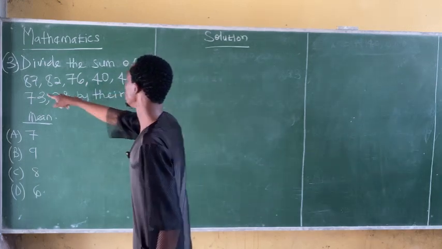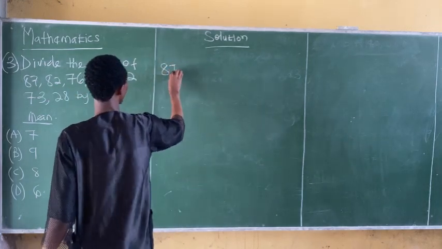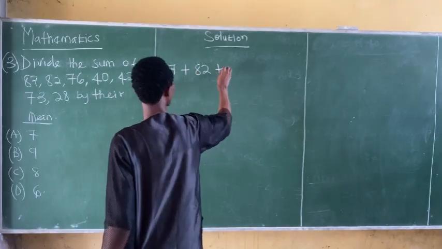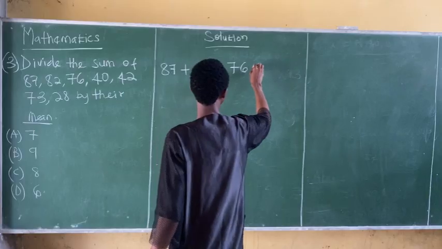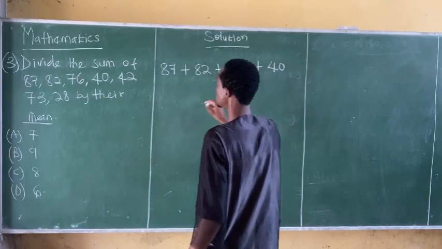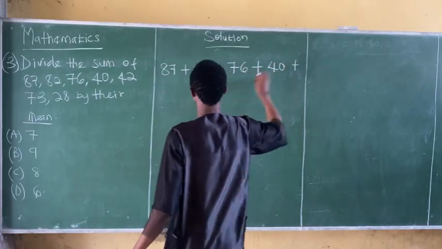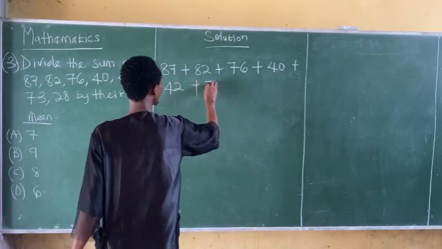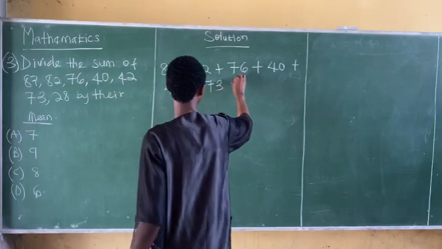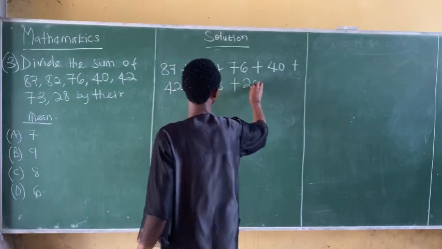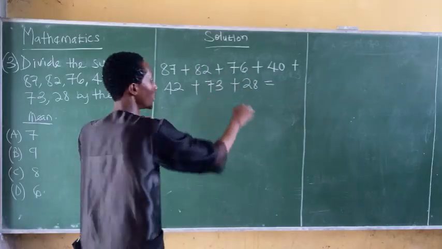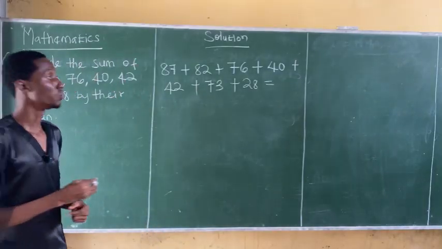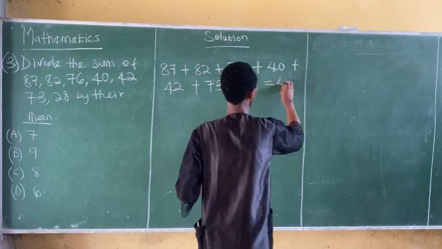If we do that, we have 87 plus 82 plus 76 plus 40 plus 42 plus 73 plus 28. This is the sum total of the terms here. It will give us 428. If you put correctly, you have 428.